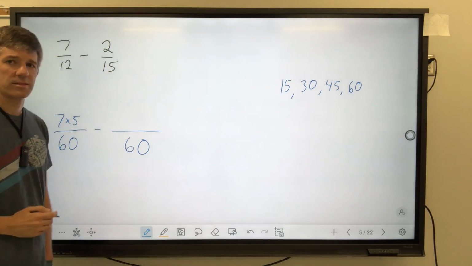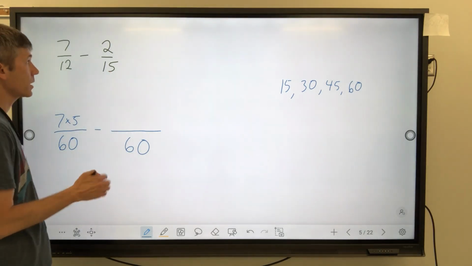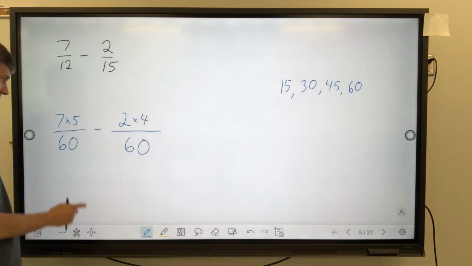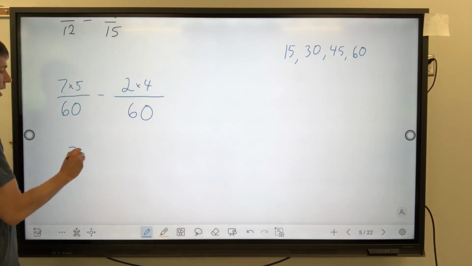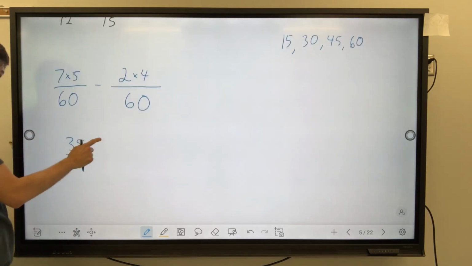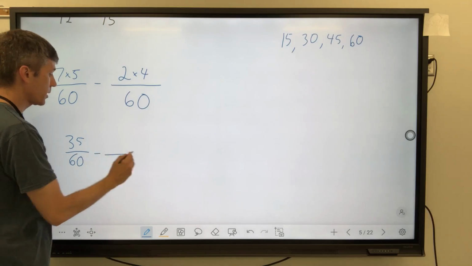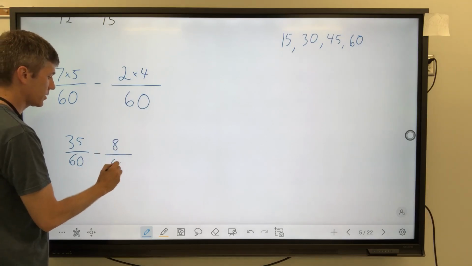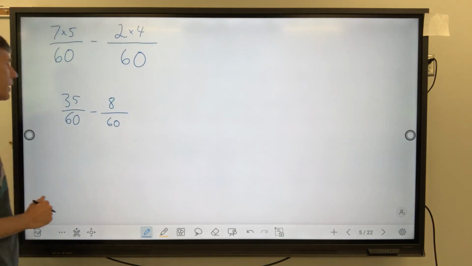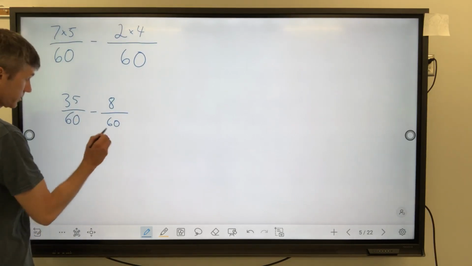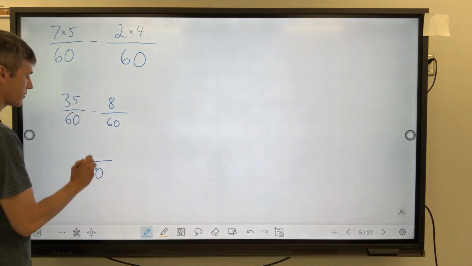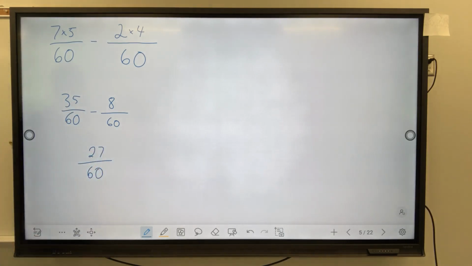15 times what is 60? It's 4. Okay, so 2 times 4 goes there. Yes, it's 8. Skip that step if you like. We're going to have 35 over 60, which reduces to 7 over 12, but don't reduce it because you'd be working backwards. And we're going to subtract 8 over 60. So 35 over 60 minus 8 over 60. That is definitely over 60, and that is 27 over 60.